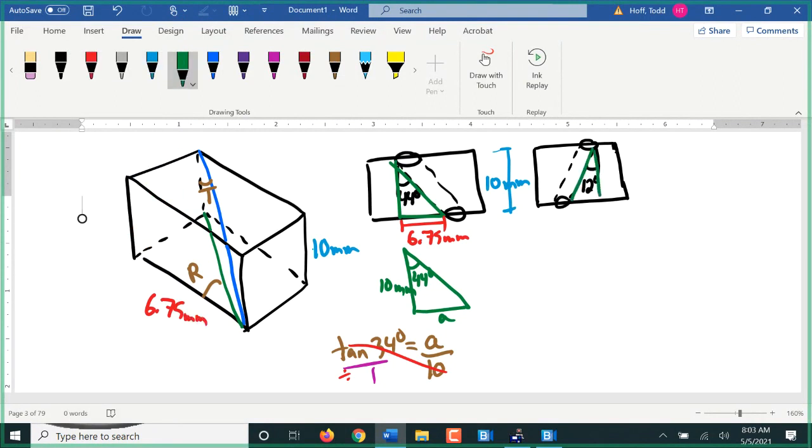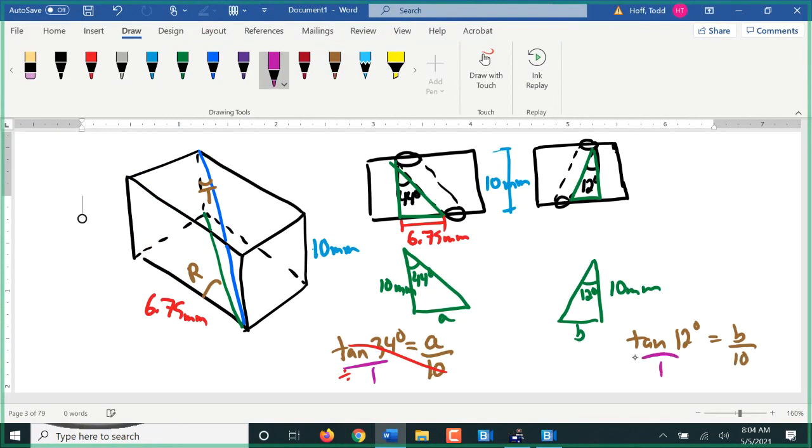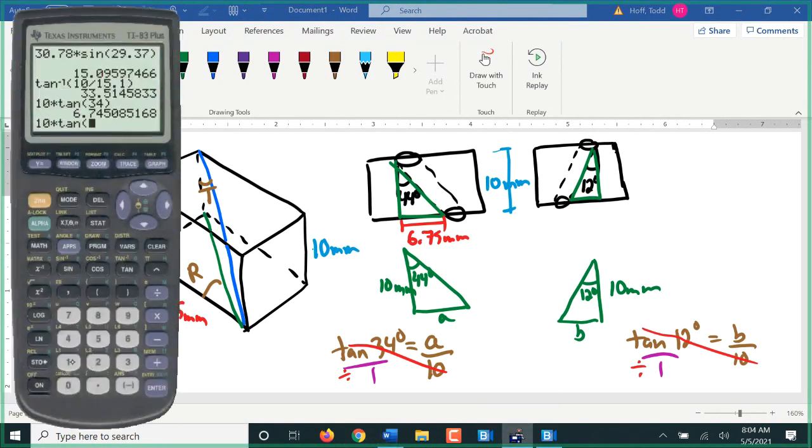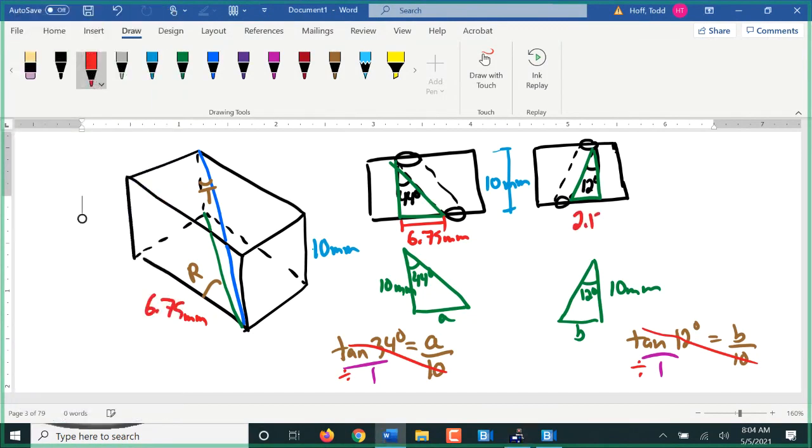Now over here, we're looking at this triangle. That's 20 degrees. This is my 10 here. I'm looking for side B. First, once again, that's a tangent. Tangent of 12 degrees equals B over 10. We'll put that over 1 so we can cross multiply and divide. 10 times the tangent of 12 degrees divided by 1. 2.13 here, millimeters. So I have 2.13 millimeters there.